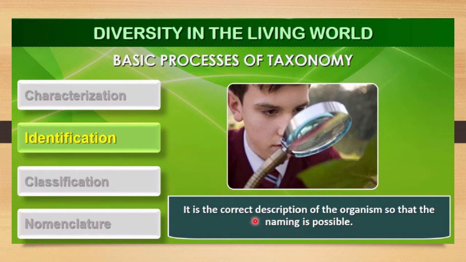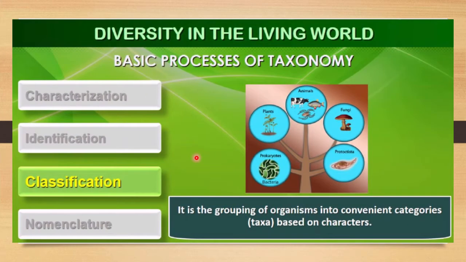So this step plays a very important role for nomenclature, which is the next process. It is the correct description of the organism so that naming is possible. So identification plays a very important role during the process of taxonomy. After characterization and identification of the organism, the next step is classification. According to the characterization and identification, we can classify the organism.